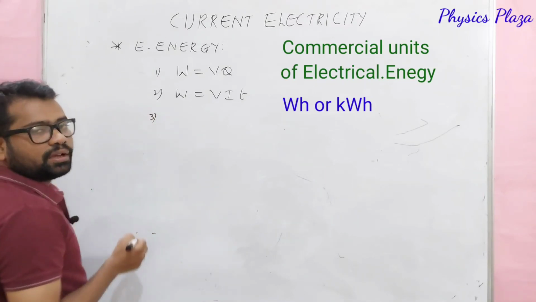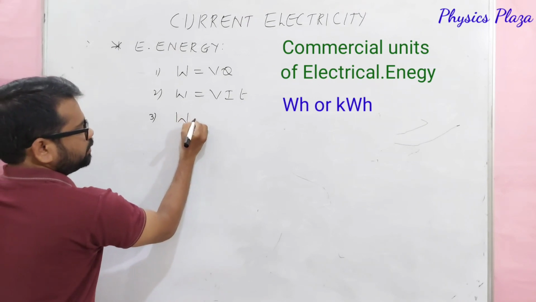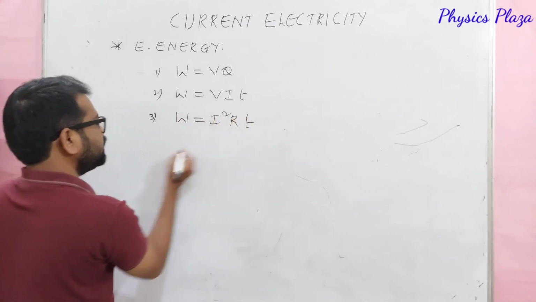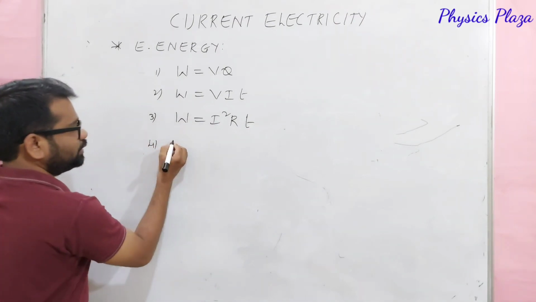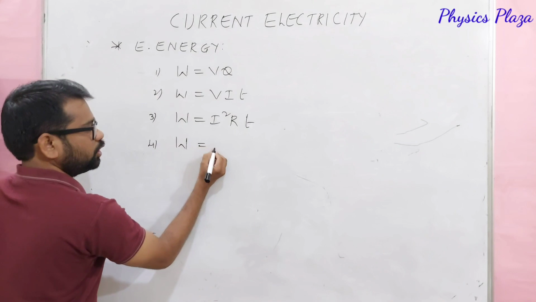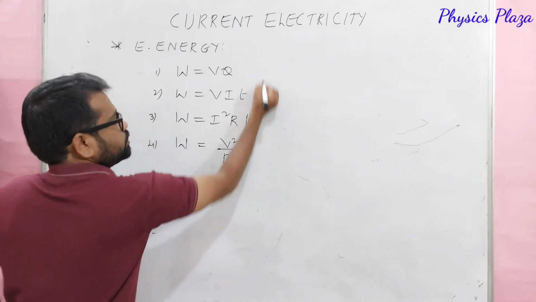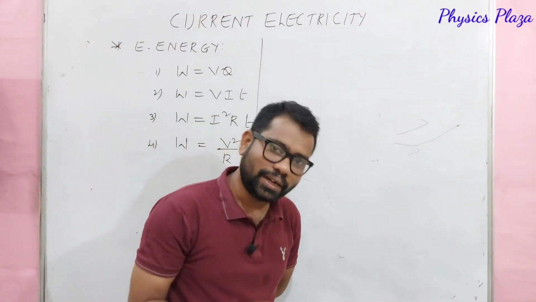Even from Ohm's law, V is equal to IR, so we have W is equal to I square RT. And if you substitute I is equal to V by R, then we get W is equal to V square by R into T. So children, these are the electrical energy formulas. These formulas we use to calculate electrical energy.